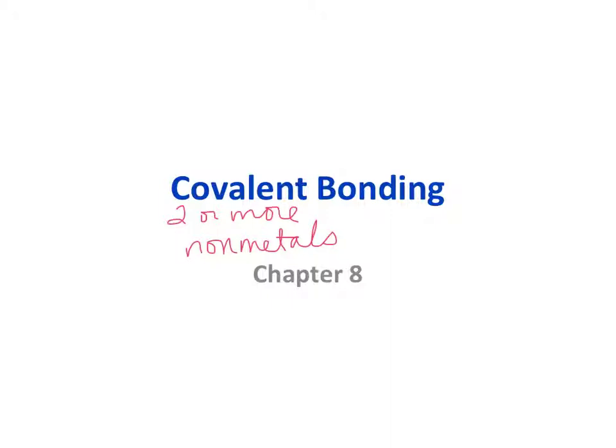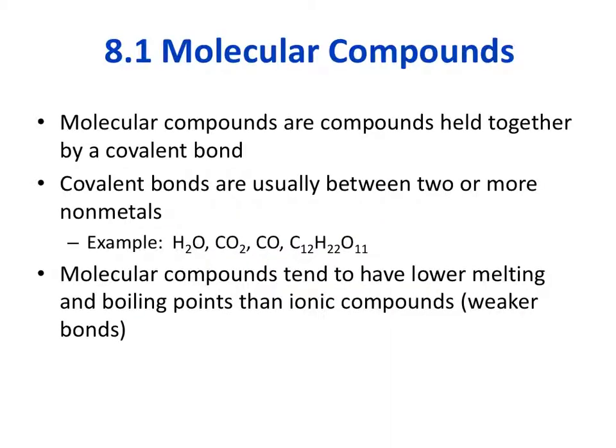But let's go ahead and get started. So molecular compounds are compounds that are held together by a covalent bond. So it's usually, like I said, between two or more nonmetals. So I've given you some examples right here. Those are some examples of covalent bonds.